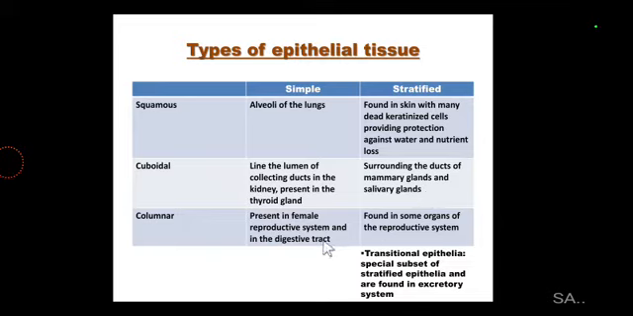If you look at the simple columnar epithelial tissue, then it is present in the female reproductive system and also in the digestive tract. So they are present in these two areas. However, the stratified columnar epithelial tissue is found in some organs of the reproductive system. Well, there is one more thing about this epithelial tissue. There's transitional epithelia. These are basically a special subset of stratified epithelia, and they're found in the excretory system. So this is unique.